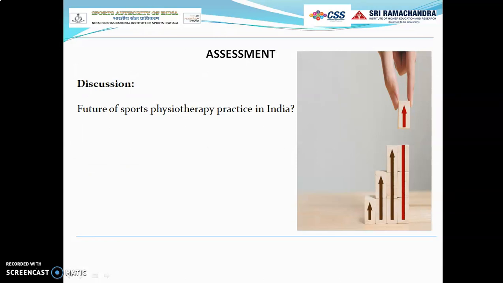Now, on completion of part 3, we'll have an assessment. We have included discussion as the assessment. So, I request everyone to discuss the future of sports physiotherapy practice in India.